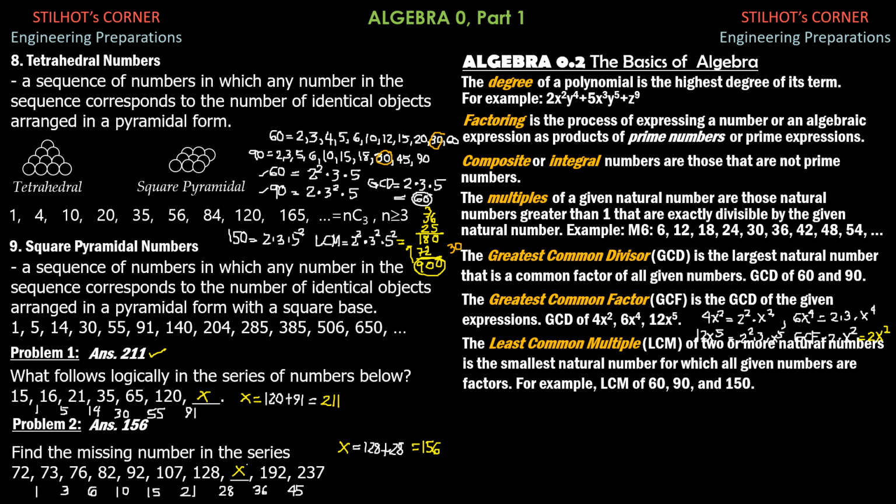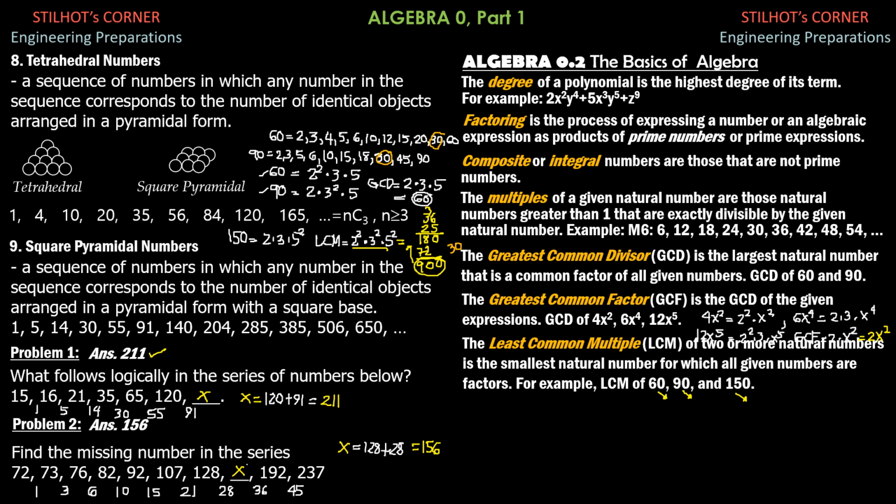Another technique is we write the multiples of each: 60, 120, and so on; 90, 180, 270, 360, and so on and so forth; multiples of 150: 150, 300, and so on. And you notice that the least common multiple is 900. So that's another technique, but this is the fastest way in finding the LCM of numbers.